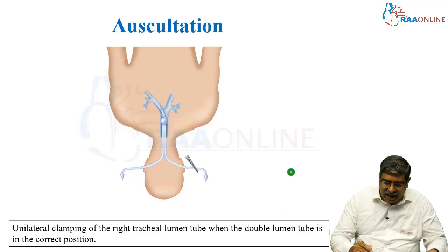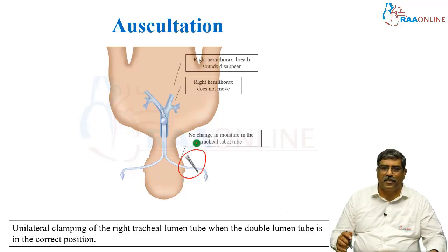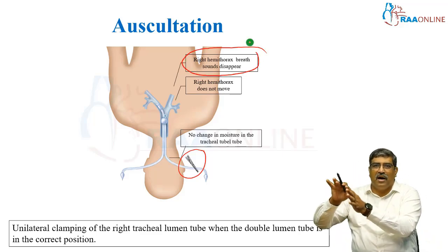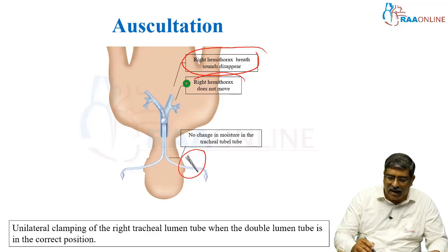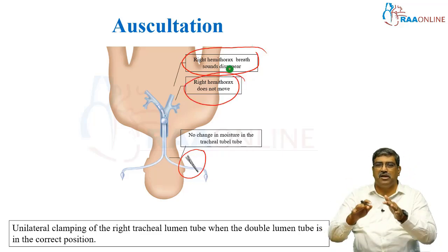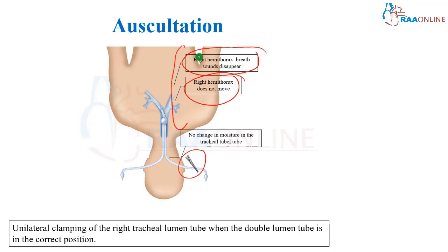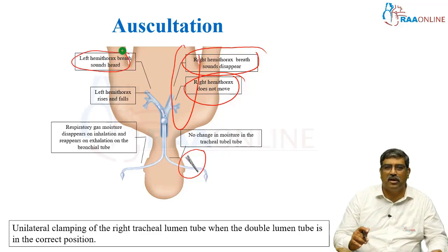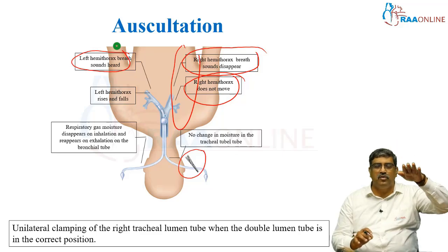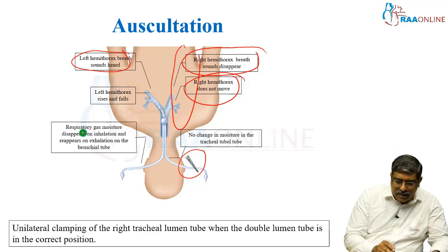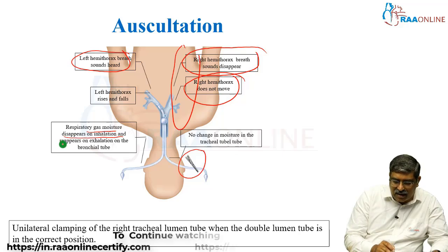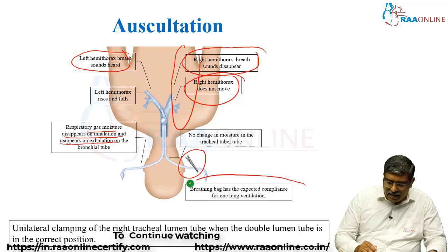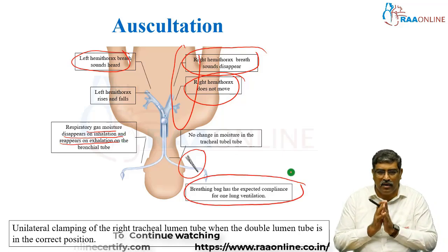Now I am going to clamp the tracheal lumen. What do you expect? The right hemithorax sounds disappear. The breath sounds on the right side are not heard, and the right hemithorax doesn't move. On visualization you can see the right hemithorax does not move. But as the left side is being ventilated, you can hear the breath sounds on the left side, and the left hemithorax moves up and down, and the gas moisture disappears on inhalation and reappears on exhalation on the bronchial tube. Another thing is, it has the expected compliance of one lung ventilation.